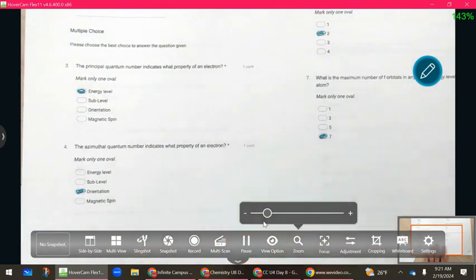The principal quantum number indicates what property of the electron? There's your answer for that, ladies and gentlemen. The azimuthal quantum number is what property? There you go.